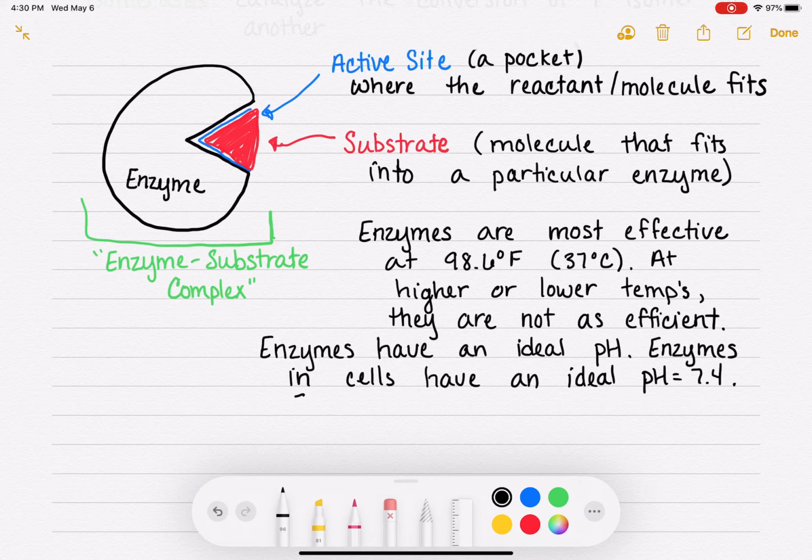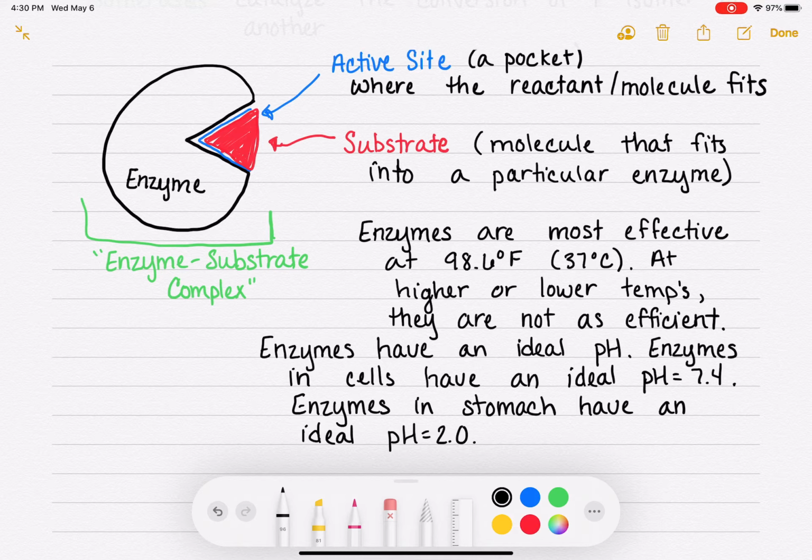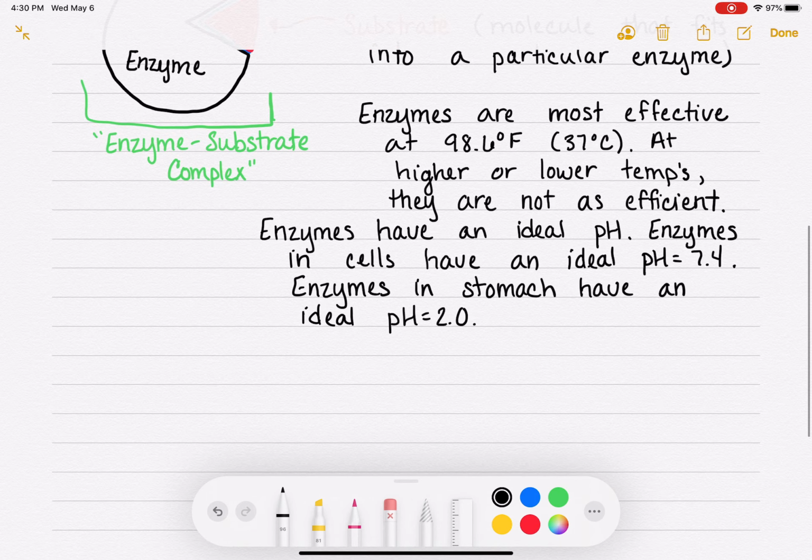But enzymes that we have in our stomach to help us digest food, they have a significantly different pH. Their ideal pH is about 2, which is the normal pH of the inside of a stomach. So again, the ideal pH of an enzyme depends on where that enzyme is located inside the biological system.